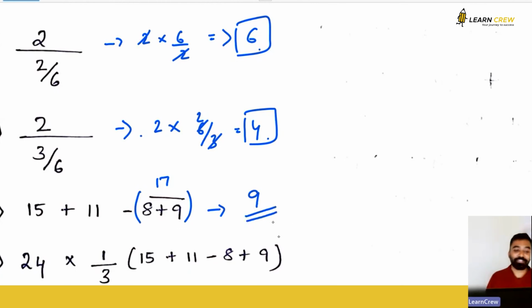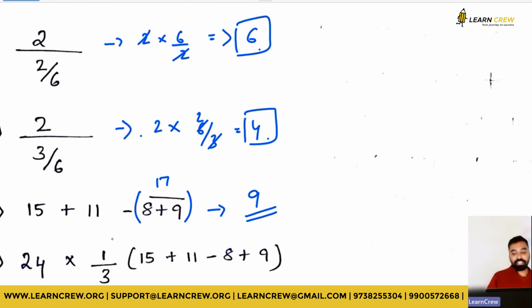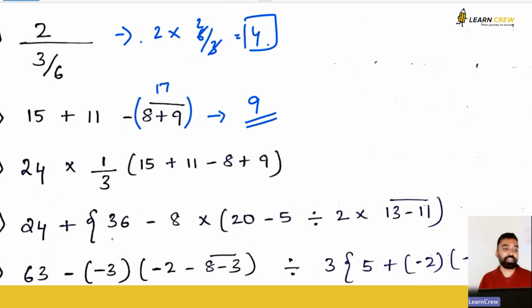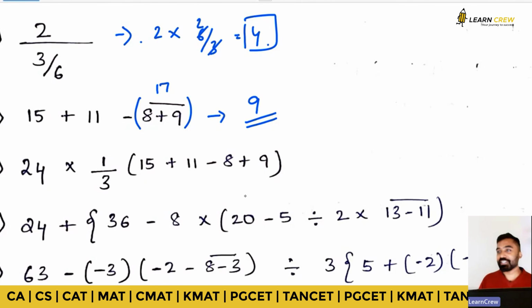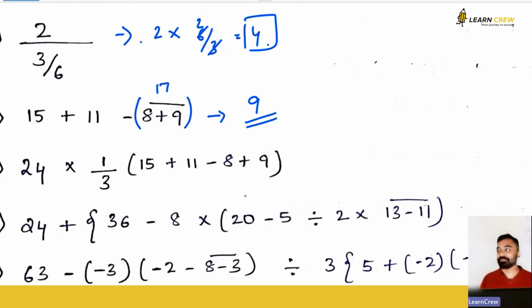If anyone else got different answers, just check it out. What's the ninth one? 24 into 1 divided by 3 inside the bracket, 15 plus 11 minus 8 plus 9. Let's see how many different answers I'm getting for this. Answer 33, sir. No, not 33. First, always follow VBODMAS.